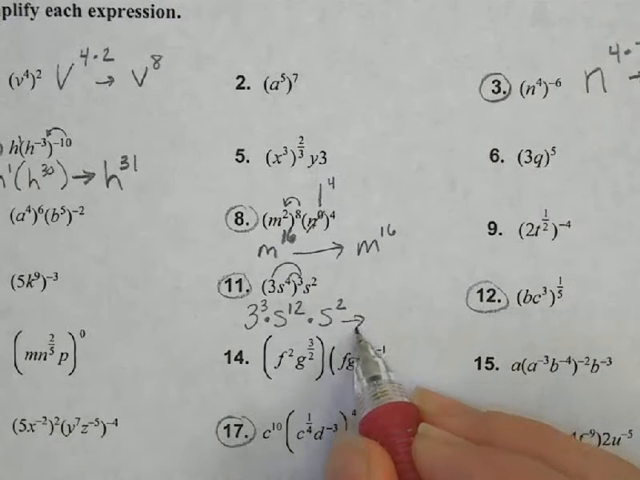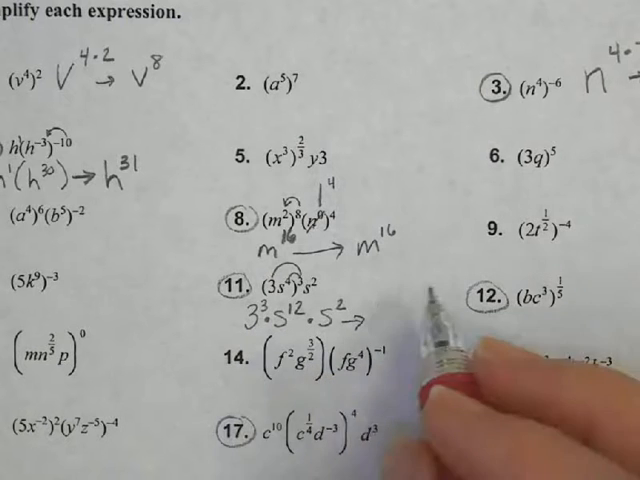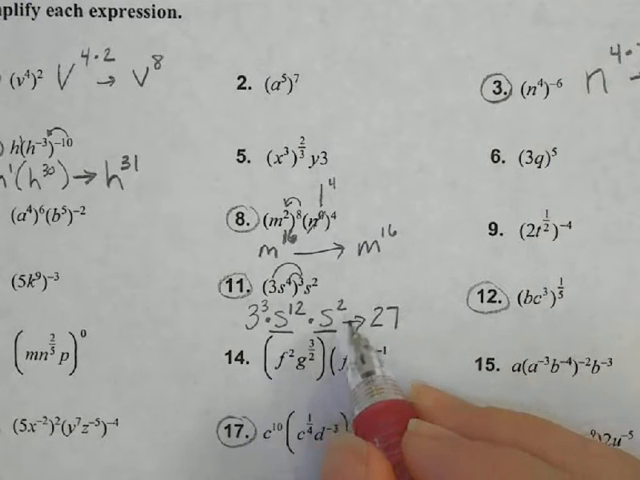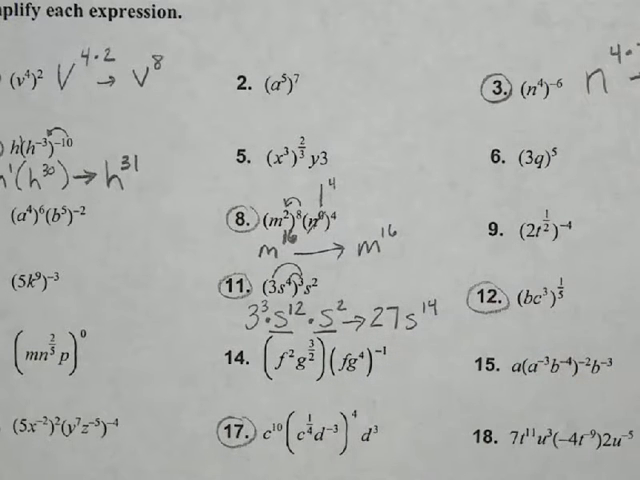I'm not done yet because I do want to simplify. 3 to the 3rd, 3 times 3 is 9, 9 times 3 is 27. And now because these are the same bases, I'm going to add what I have, and 12 plus 2 is s to the 14th power.